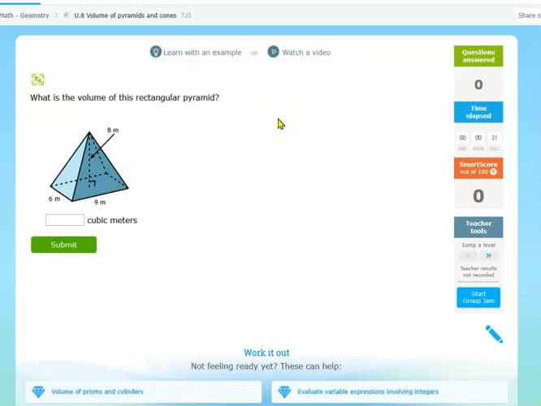We're doing IXL volume of pyramids and cones, excuse me. So presumably we are going to have a mix of problems asking us to find volumes of pyramids and cones. How do we find those volumes? I don't know. Let's go find out.